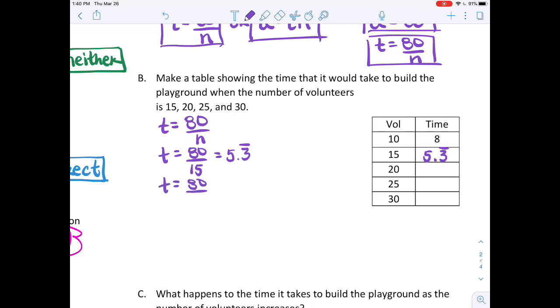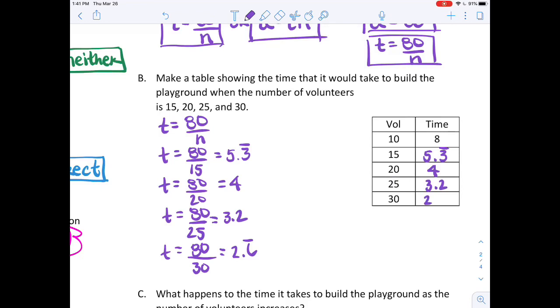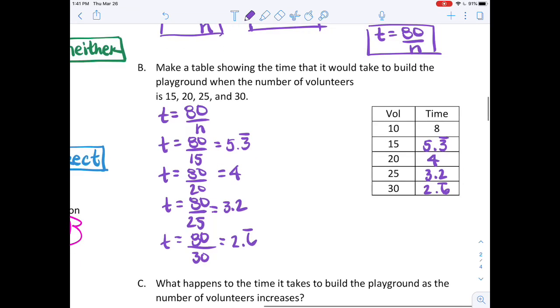Whenever we have 20 people working on it, it only takes 4. When we have 25 people, 80 over 25, then that is 3.2. And finally, the last value we need is 30, and that's going to give us 2.666 repeating. So let's go ahead and transfer those numbers to our graph. And that answers B. All right, so you can see that the time starts going down as the number of volunteers goes up.